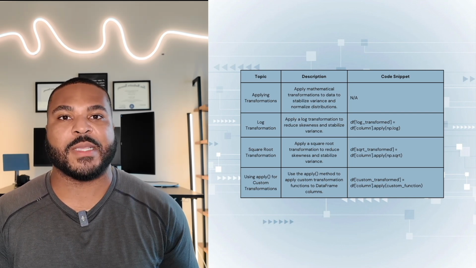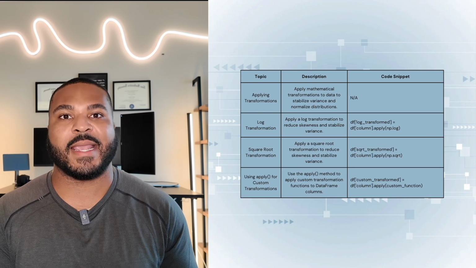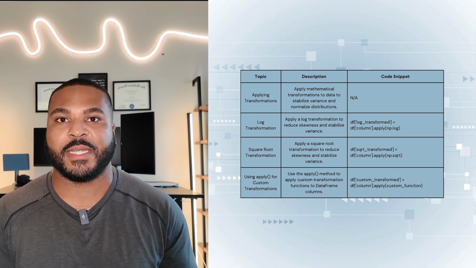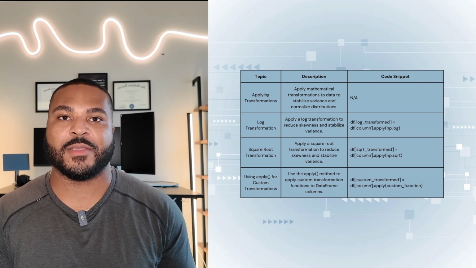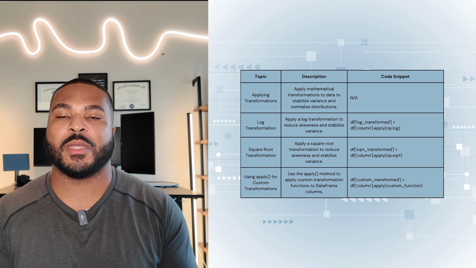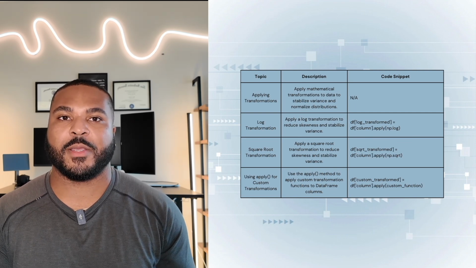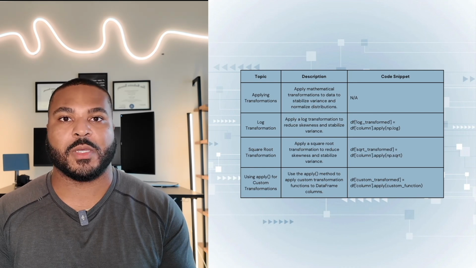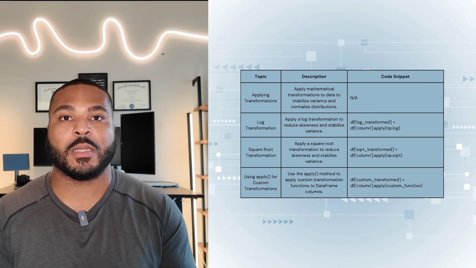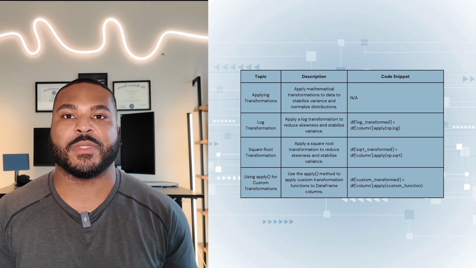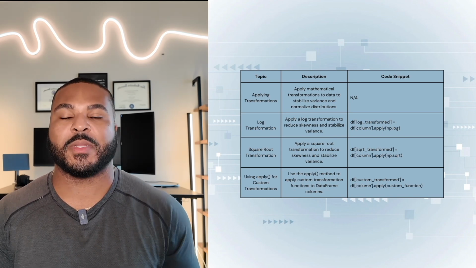Log transformation is used to reduce skewness and stabilize variance in data. It is particularly useful for data with a wide range of values. Applying a log transformation can help normalize the distribution of the data. The code snippet here applies a log transformation to the column and stores the result in a new column called log_transformed.